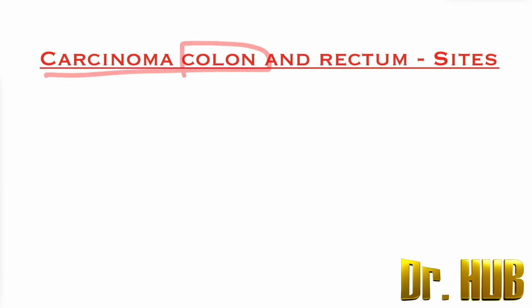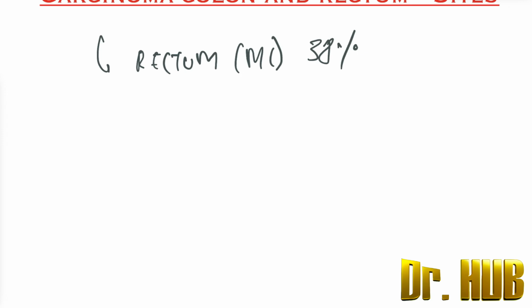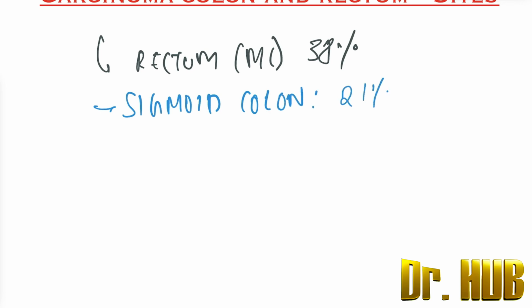Carcinoma of the colon as well as the rectum, and you're looking at the sites from most common to the least common. So the most common is going to be the rectum. So rectum is MC, that is most common, and this is about 38%. Next is the sigmoid colon. So this sigmoid colon is about 21%. Then comes the cecum. The cecum amounts to about 12%.